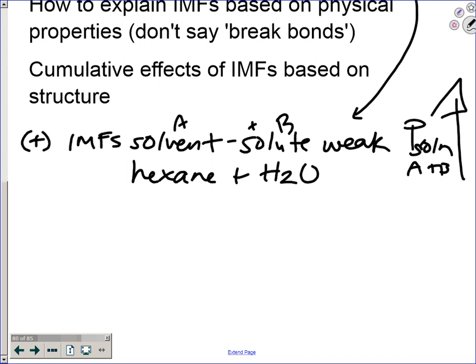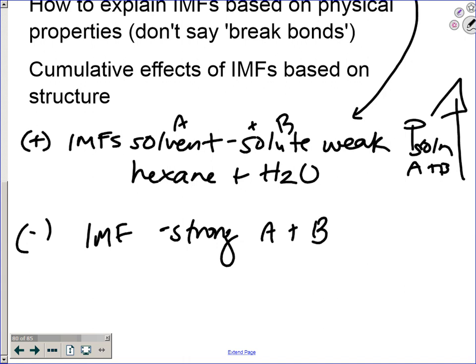So negative deviation, everybody, IMFs are strong. So we have a volatile substance A, volatile substance B. They're both vaporizing, but when we put them together, what happens to P solution? It goes down. So P solution of A and B is technically lower in vapor pressure than we thought they would be when they just combine naturally. What kind of substances would do that? Give me an example. You had some great examples earlier.